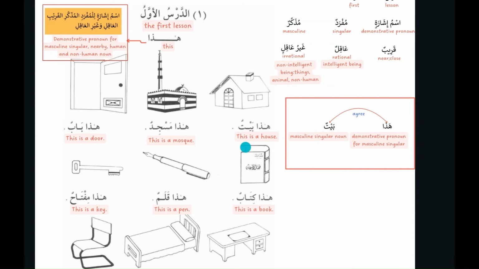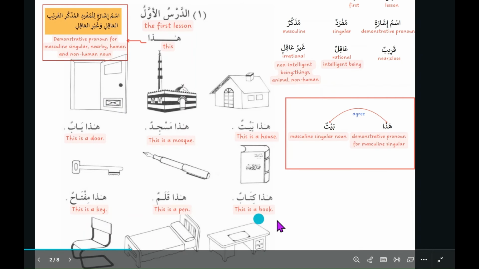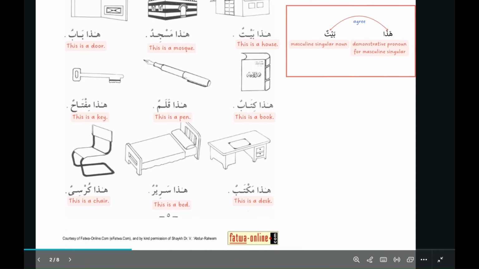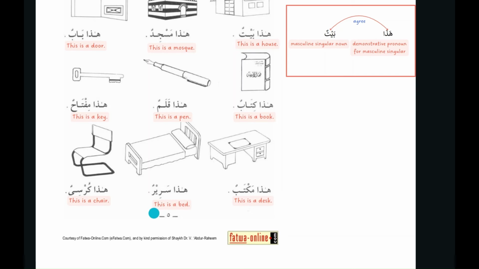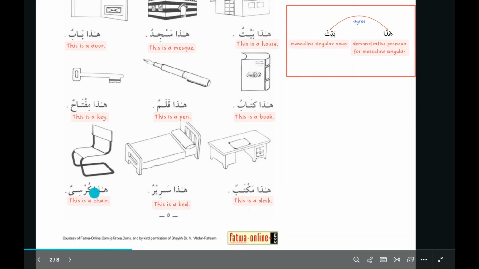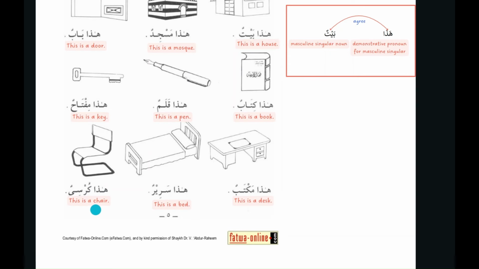This is a house. This is a mosque. This is a door. This is a book. This is a pen. This is a key. This is a desk. This is a bed. This is a chair.